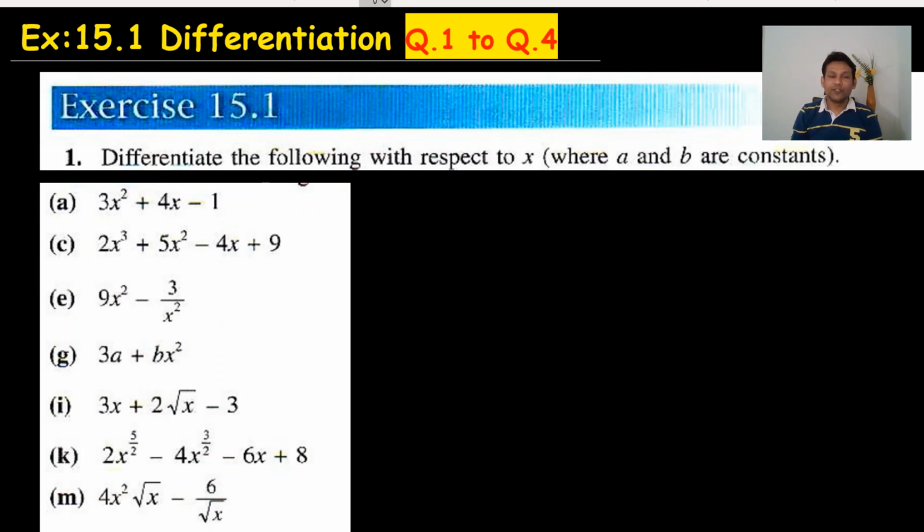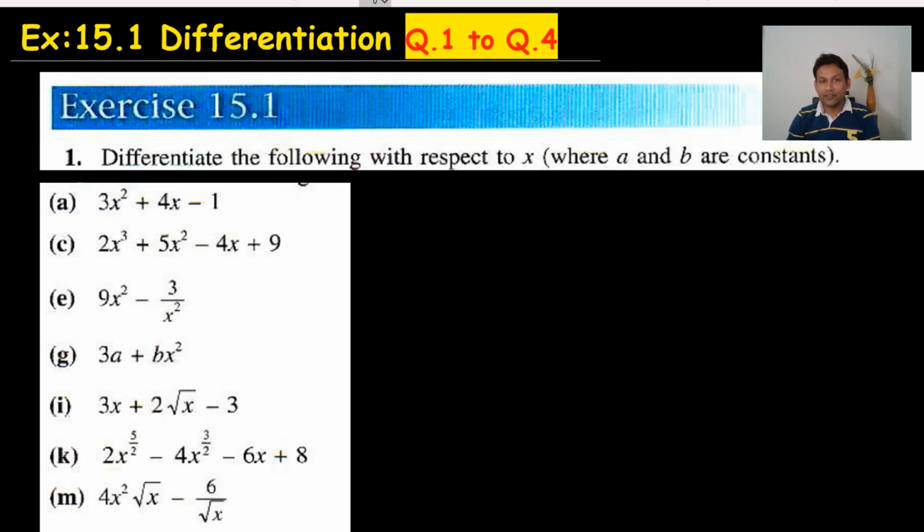So please watch my previous video on how we can do the basic differentiation and how we can use the formulas of differentiation. But before starting this exercise, I would like to give some review of the previous topic: what is differentiation, what are the formulas, and how we have to apply them.